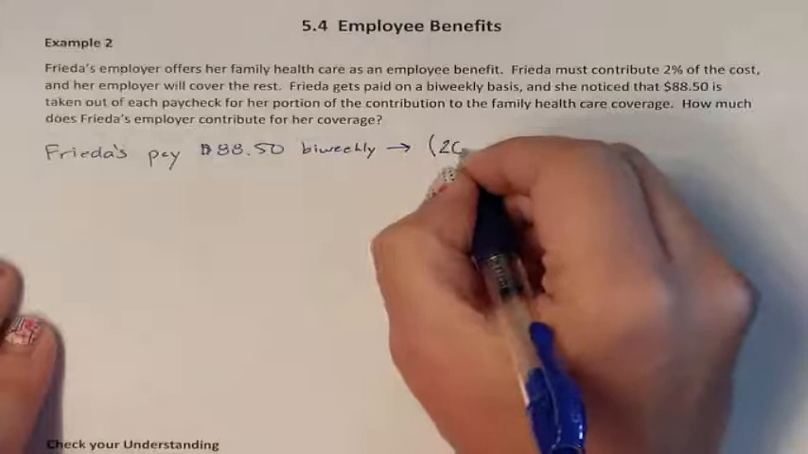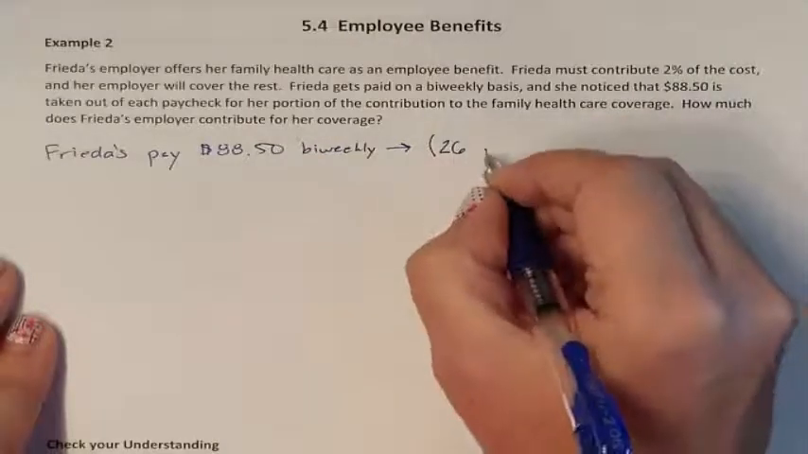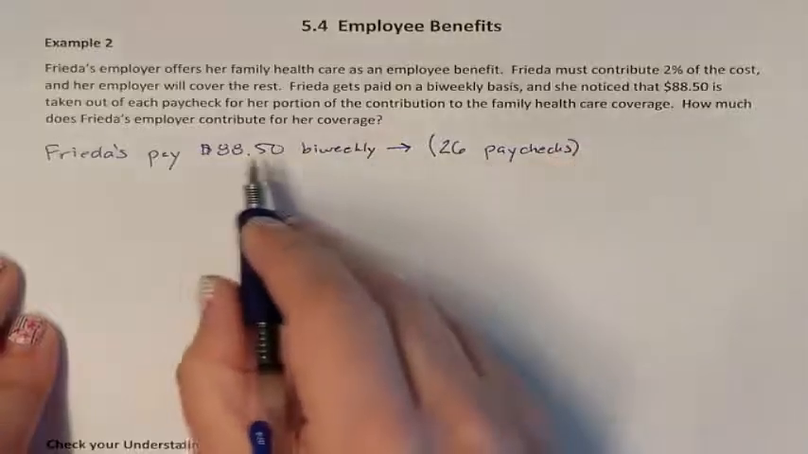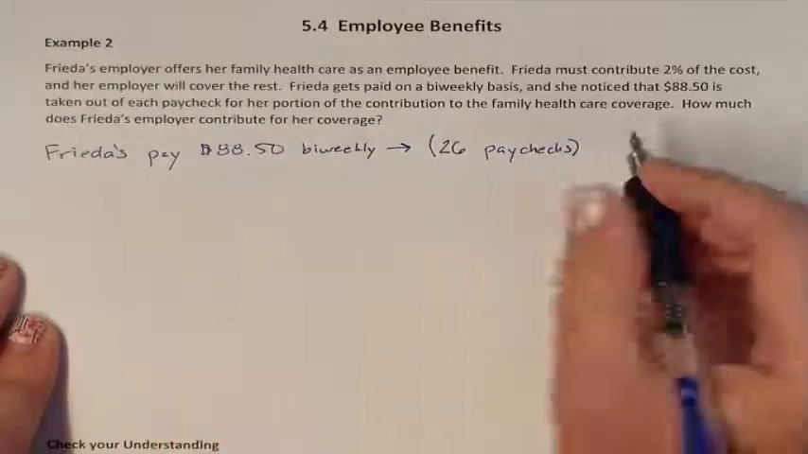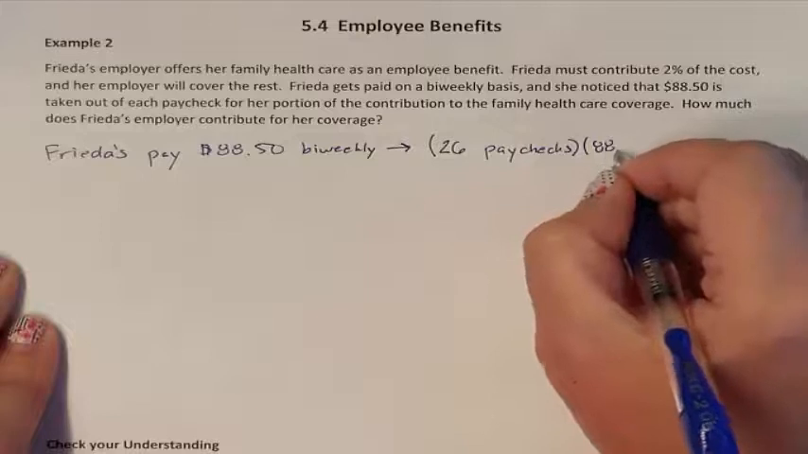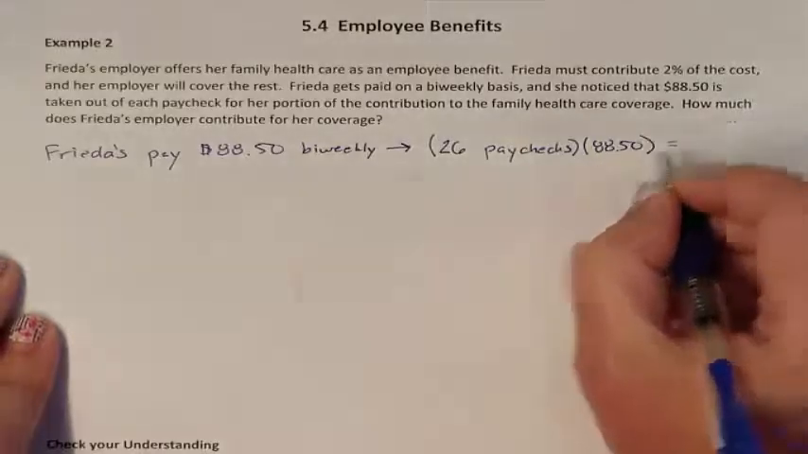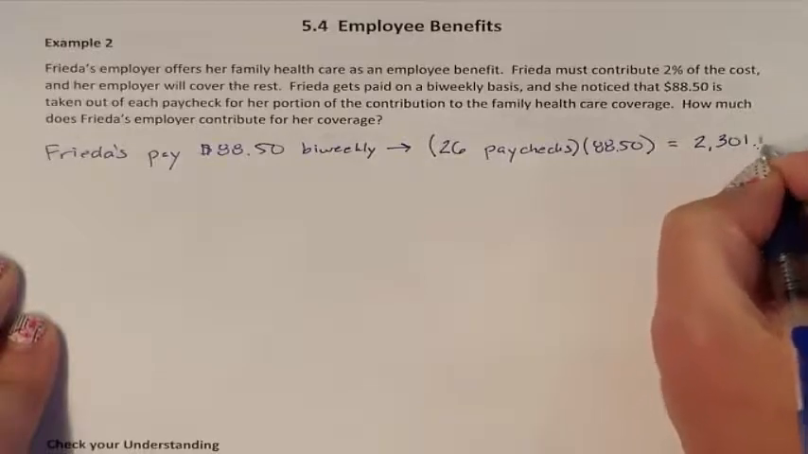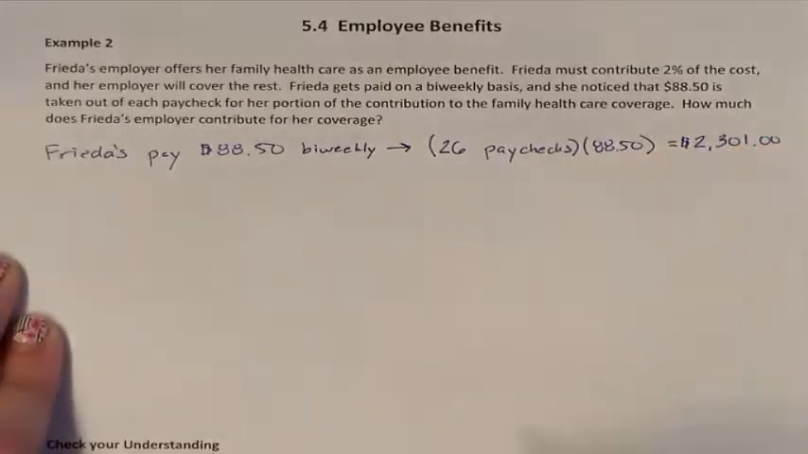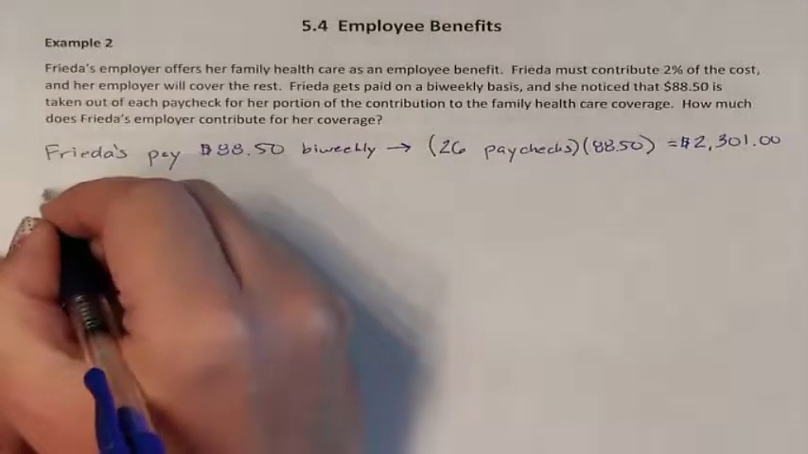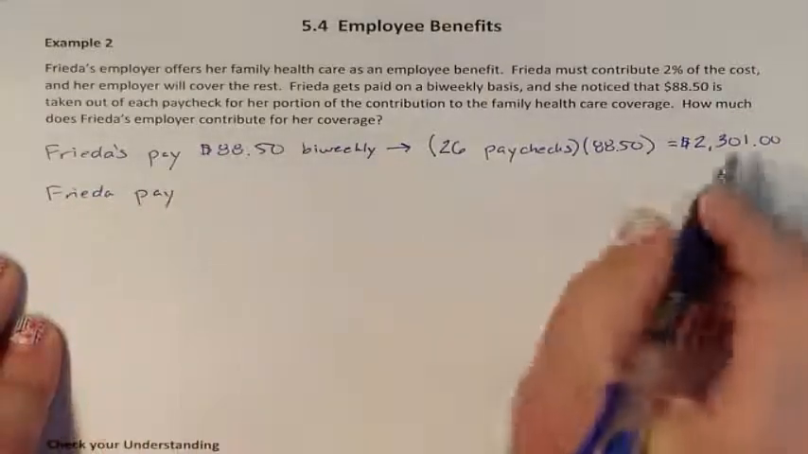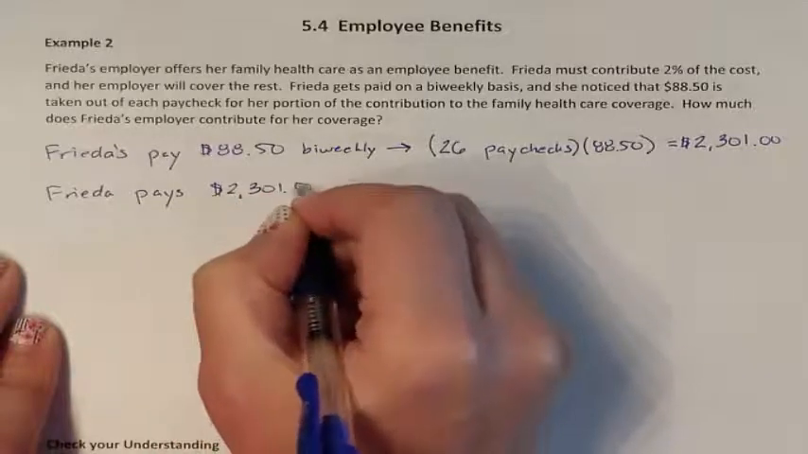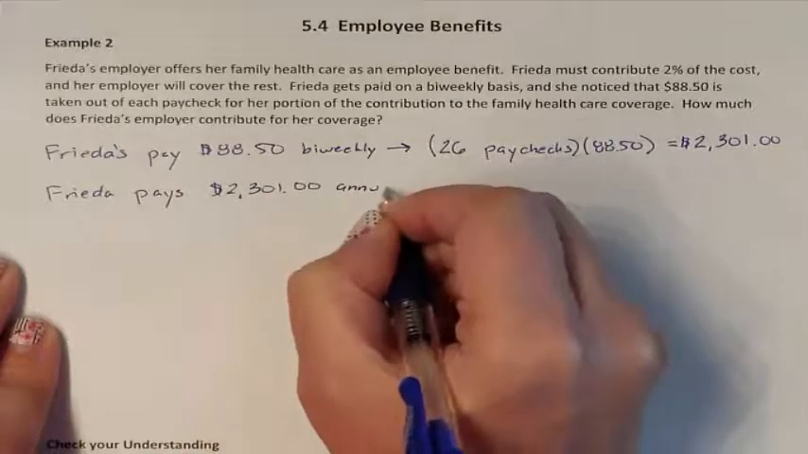And we know, because of our previous units, that biweekly means that we get 26 paychecks. So over the entire year, she pays this cost 26 times. So across the entire year, Frida is paying $2,301 towards her health care. Frida, we just found out, is paying $2,301 annually to the healthcare.